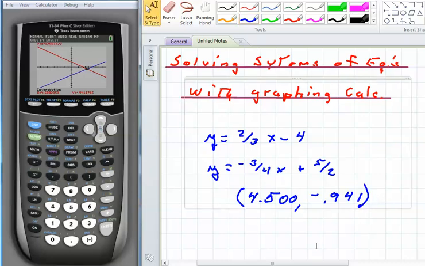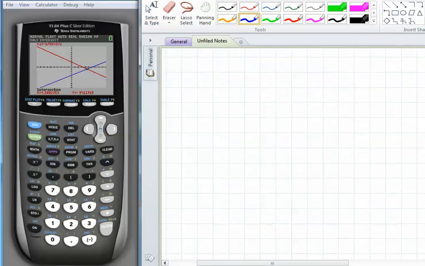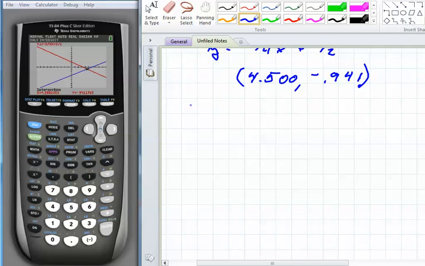All right. Now, just to kind of refresh in our minds, you want to, one, always hit zoom standard before you start. And if you haven't changed anything, just turn on your calculator, hit zoom standard, and then you don't have to hit it anymore. But once you zoom, always go back to zoom standard.